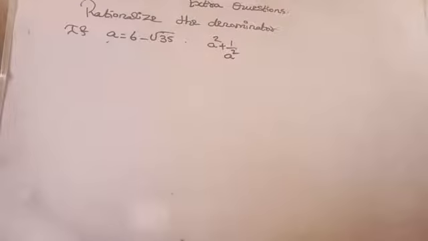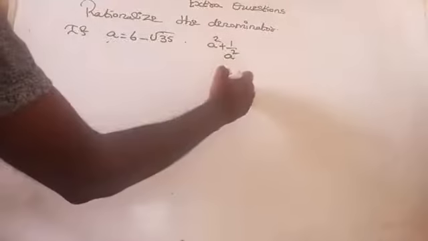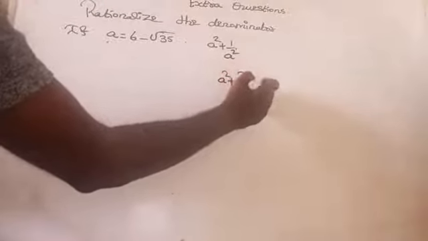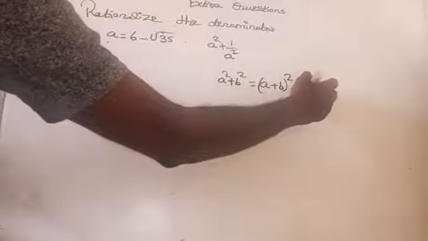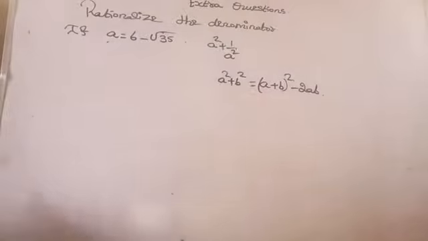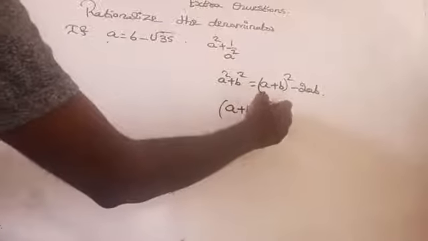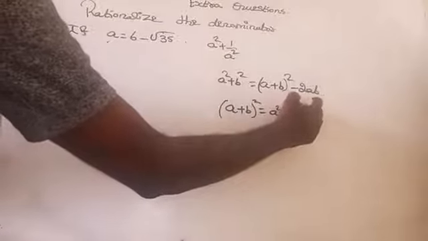So before solving this question, first you tell me, a square plus b square can be written as, how can you write? A plus b the whole square minus 2ab you can write. Am I right or wrong? Okay, fine. Now a plus b the whole square is what? A square plus b square plus 2ab.